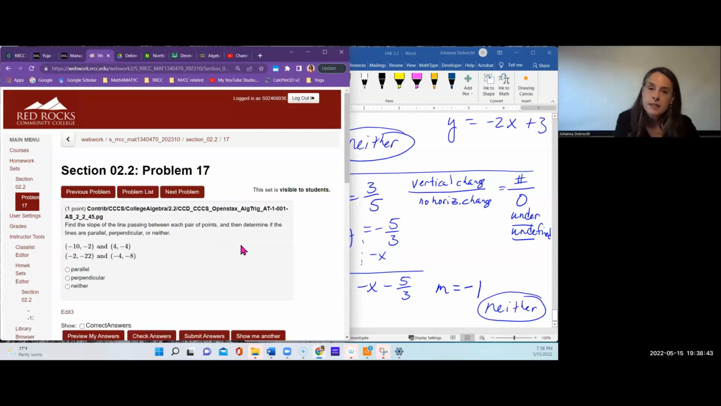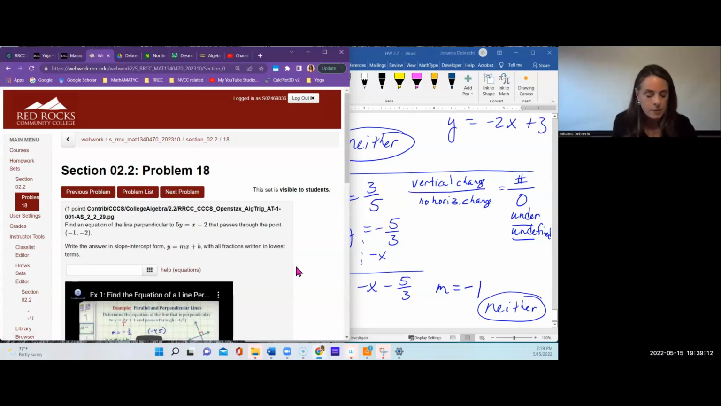In problem 17, you get 2 pairs of ordered pairs. What you have to do is find the slope of each one individually and then compare them to see if they're parallel, perpendicular, or neither. If they're parallel, they're the same. If they're perpendicular, they multiply to give you a -1. In other words, they have opposite sign and they're reciprocals of one another, turned upside down.